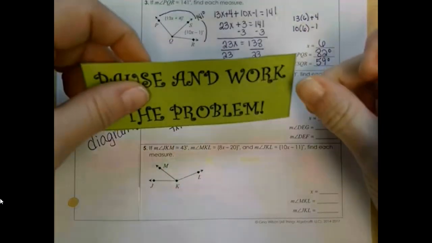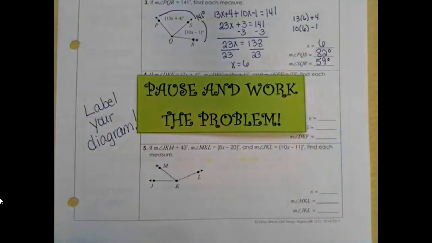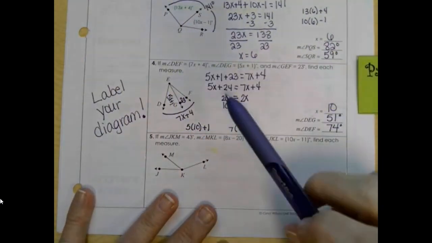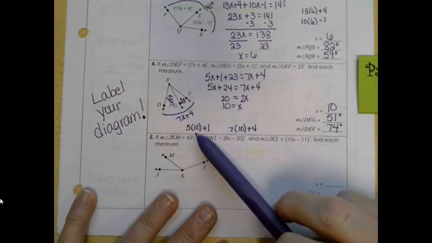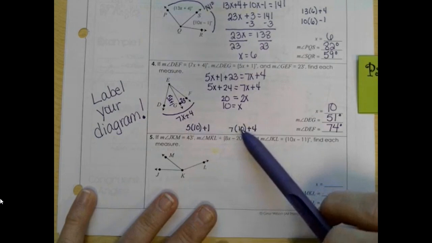Would you go ahead and pause the video, finish working that out, fill in all the answers, and check when you come back? All right, let's see if you got it right. So there's my work. You can check your work. I got x equals 10. Angle DEG is right here, so I plugged in the 10, and that gave me 51. And then angle DEF is right here, and I plugged in 10, and that gave me 74.